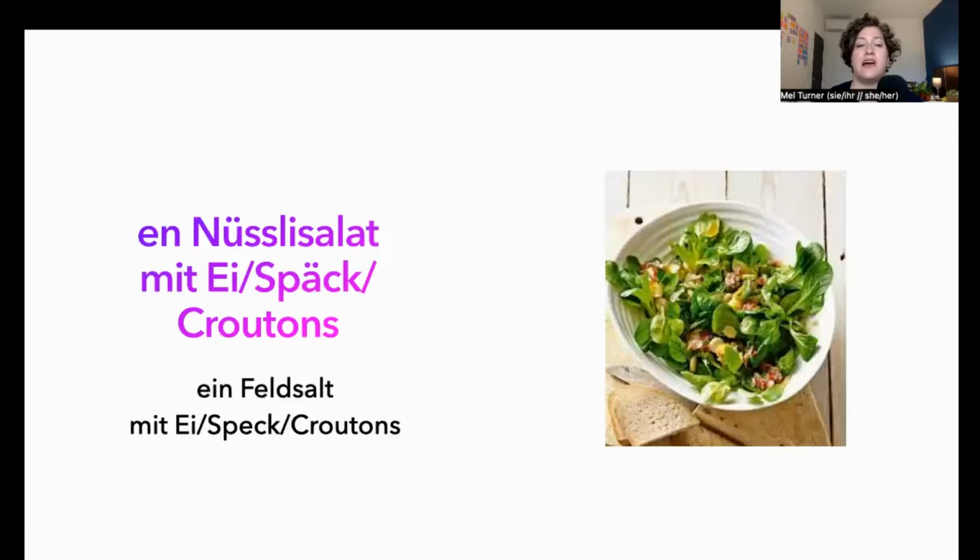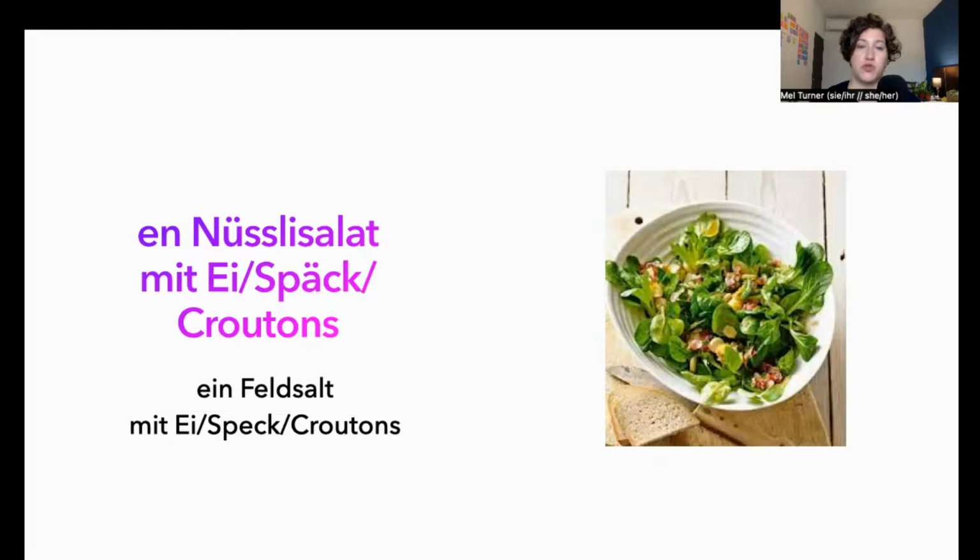Then a Nüssli-Salat. In High German, that's ein Feldsalat. I love Nüssli-Salat, and you get it nowhere else. It's very nutty, very earthy. It's the best salad there is. You can only get that in autumn and fall. It's a seasonal salad. You can get that in restaurants. You can get that with Eispeck or the Crouton, or with a combination of those. So Nüssli-Salat mit Eispeck und Crouton. The best.